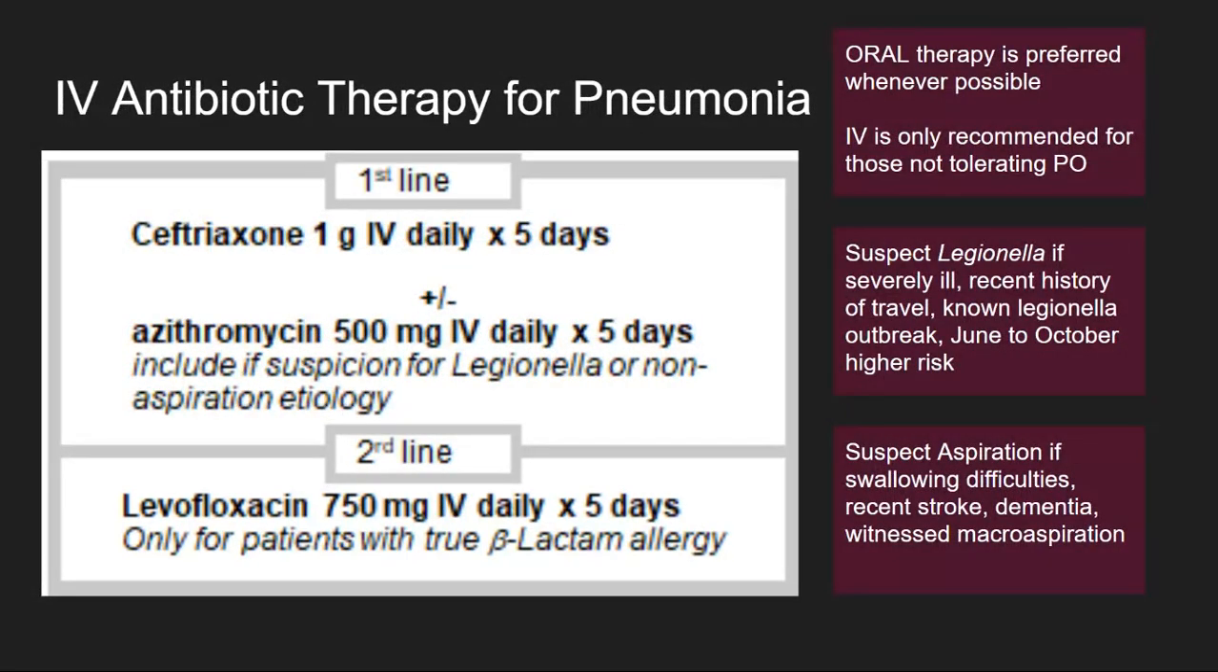In terms of intravenous antibiotic therapy for pneumonia, the first-line recommendation would be the use of ceftriaxone, with or without azithromycin, based on the similar caveats that we gave in the last slide. And as an alternative for patients with beta-lactam allergies, we would consider using levofloxacin.